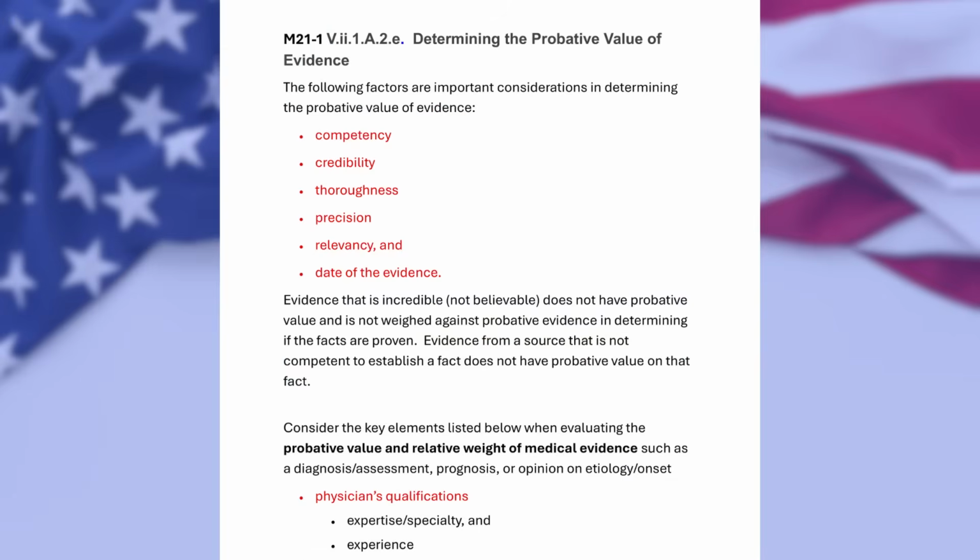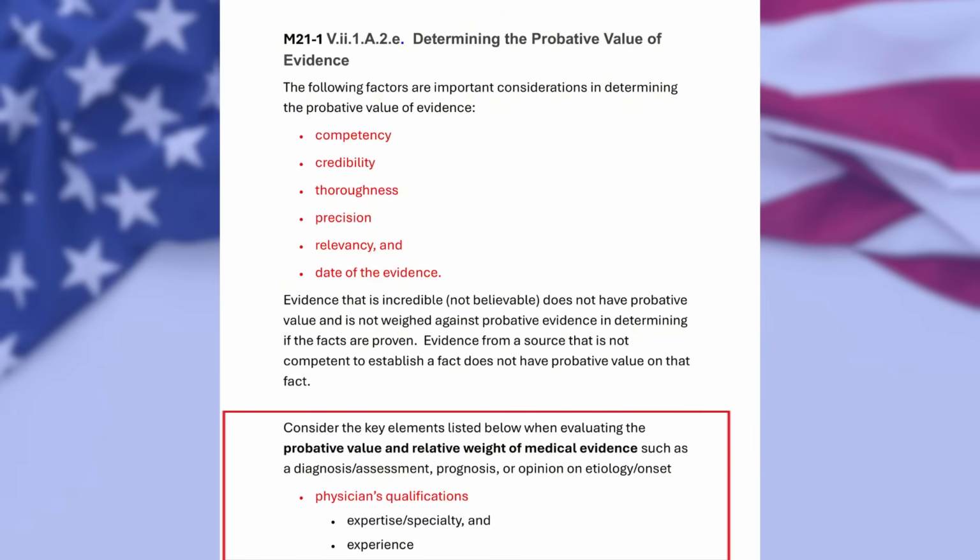Now, it says determining the probative value of evidence. The following factors are important considerations in determining the probative value of evidence: competency, credibility, thoroughness, precision, relevancy, date of the evidence. Okay, we're just going to stick with this example, DBQs and Nexus statements, because this is a hot topic because there are several VA employees rejecting VA public DBQs from private examiners. Okay, let's keep going.